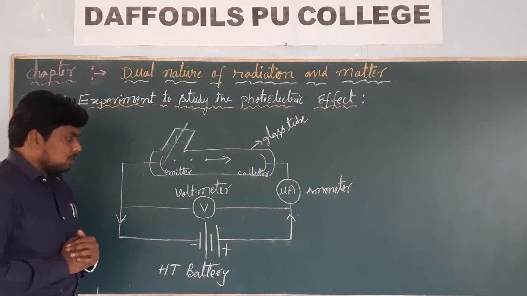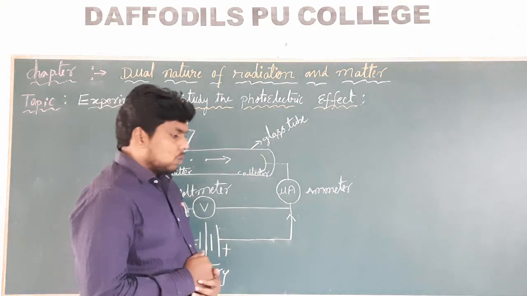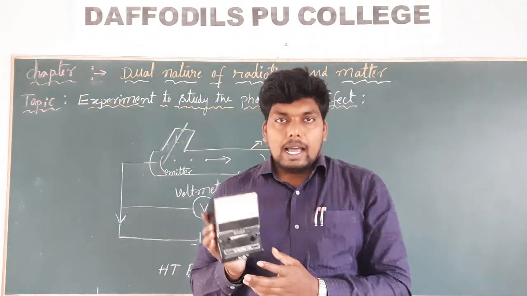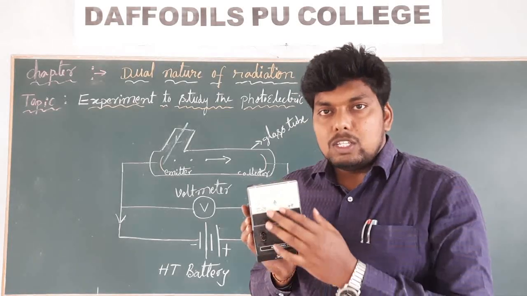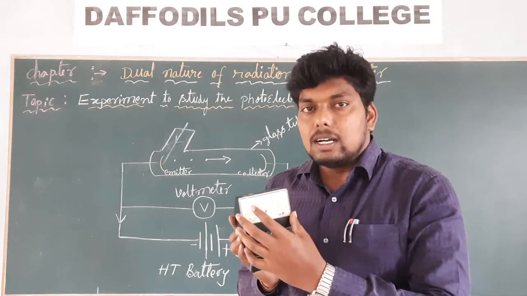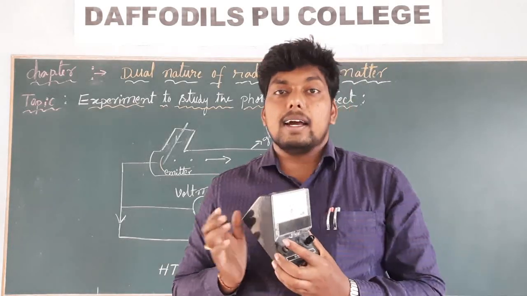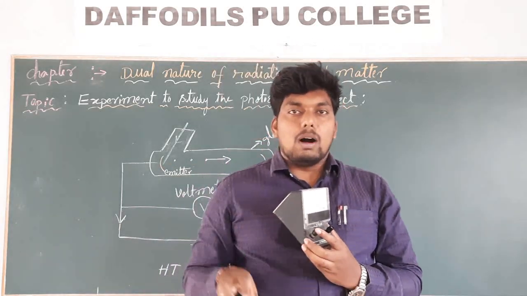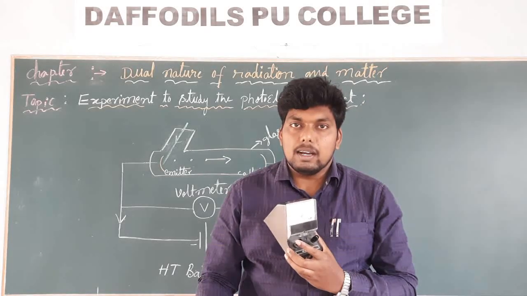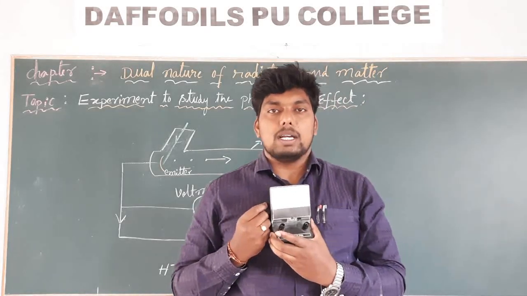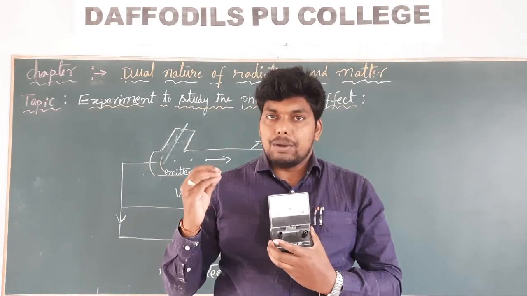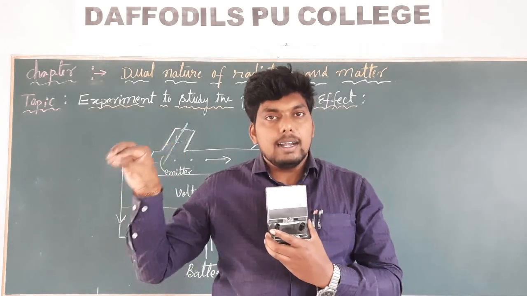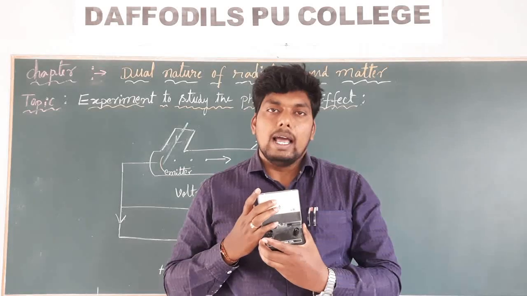Before starting this, I have to introduce two apparatus. The first one is the ammeter. The ammeter is the apparatus which is used to measure the electric current in the given circuit. If you want to measure the value of the electric current in the circuit, we have to use the ammeter. The SI unit of electric current is ampere.